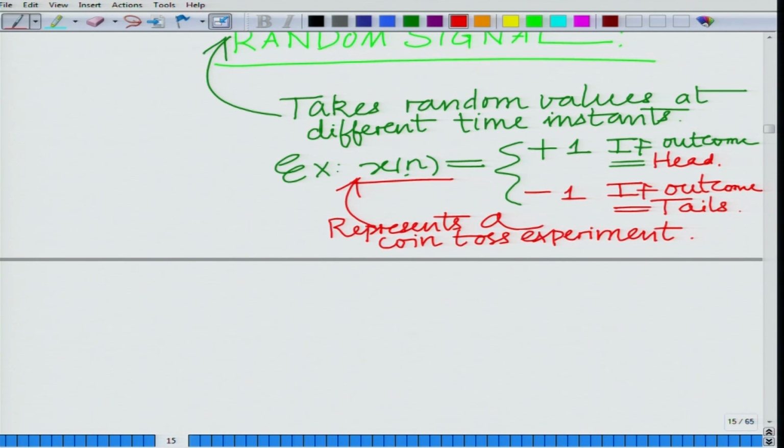What this means is, if at every instant of time you are tossing a coin, if the outcome is a head, you are representing it by +1. If the outcome is a tail, you are representing it by a -1. And therefore, since the outcome of the coin toss experiment is random, the signal itself is random in nature. This is a discrete time random signal, right?